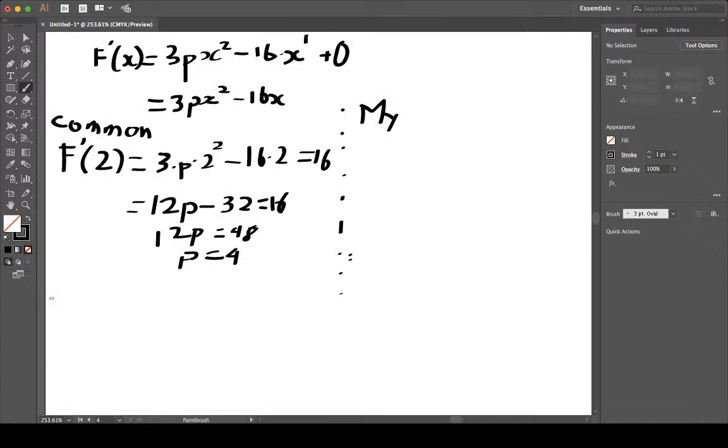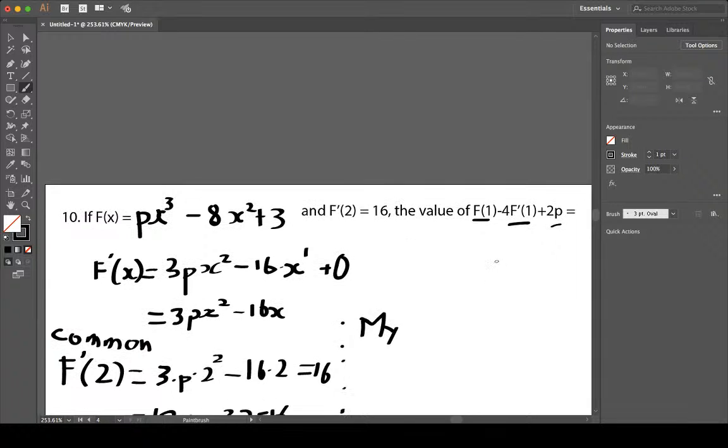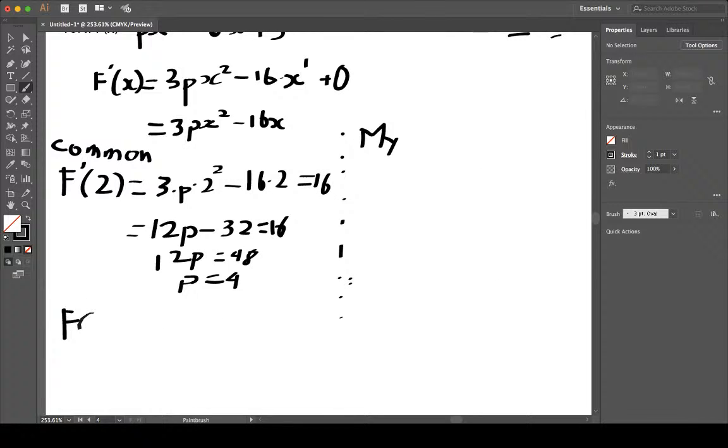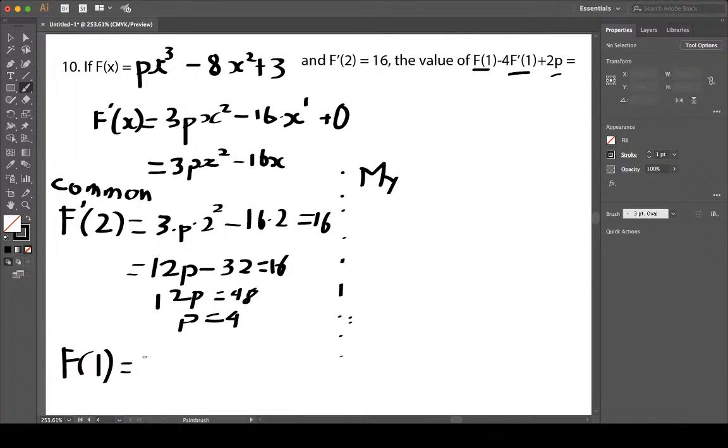And so now, let's go ahead and try to find the things that we need to solve this guy. We need function 1, function prime of 1, and p, which is the one that we have already found. So let's start by finding function 1. Function 1, right? Yes, there is no x in there. That means that we are going to be using this guy here. So substitute the numbers in. We got p times 1 cubed minus 8 times 1 squared plus 3.